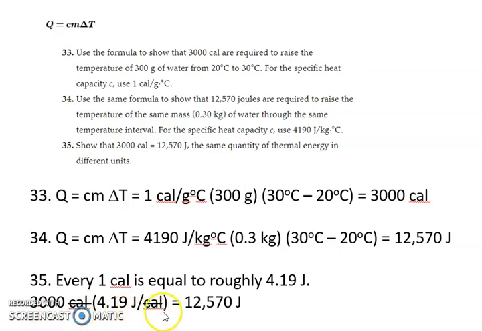4.19 joules per calorie. So the unit calorie will cancel out, and we multiply 3,000 by 4.19 to end up with 12,570 joules. That's the only unit left here once you perform the multiplication. So it's correct to say that 3,000 calories is the same as 12,570 joules.